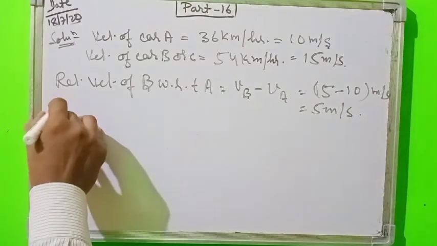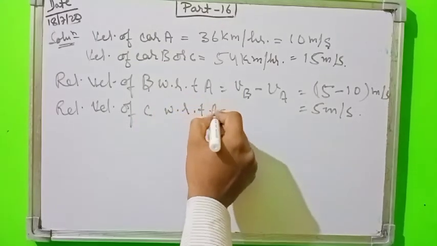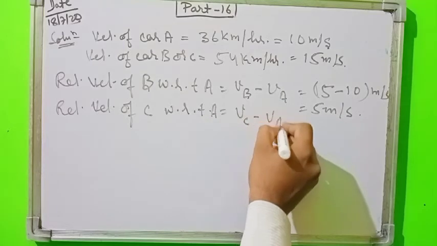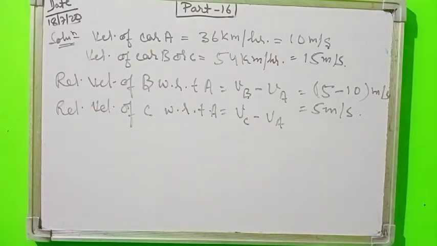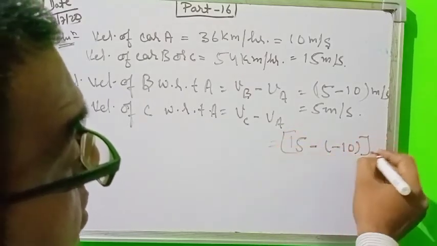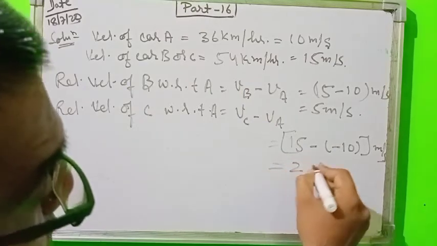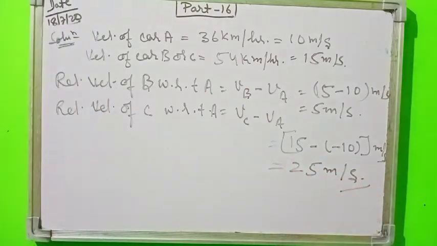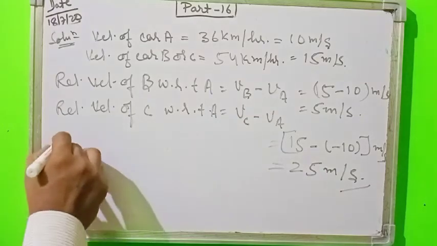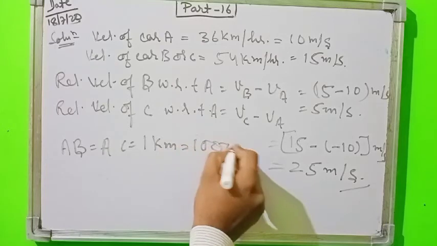Relative velocity of C with respect to A is VC minus VA. VC is also traveling with 15 minus 10 meter per second. Because both are in opposite direction, if one direction we are taking positive, then the other direction we must take negative, and it is equal to 25 meter per second. AB is equal to AC, it is given in the question. AB is equal to AC is equal to 1 kilometer, that is equal to 1000 meter.